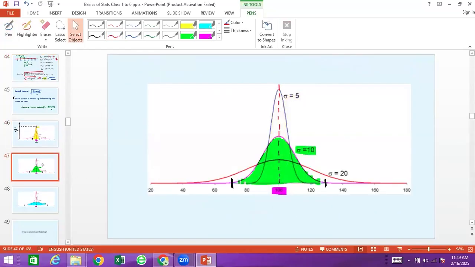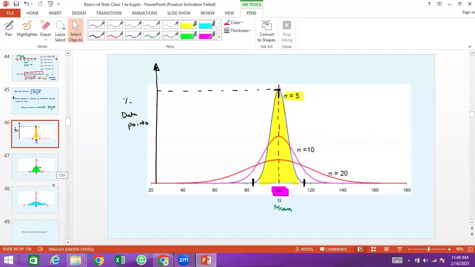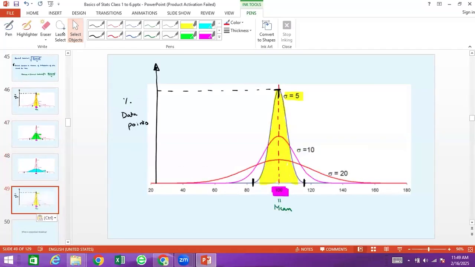Like here in this one? Yeah, here. Like the mean is always the centered value. If you look at any of these charts, it's always the middle value, right? So if I draw a line at the center, it will cut it into two equal halves.